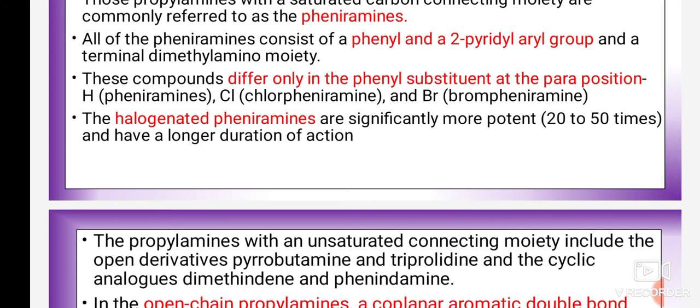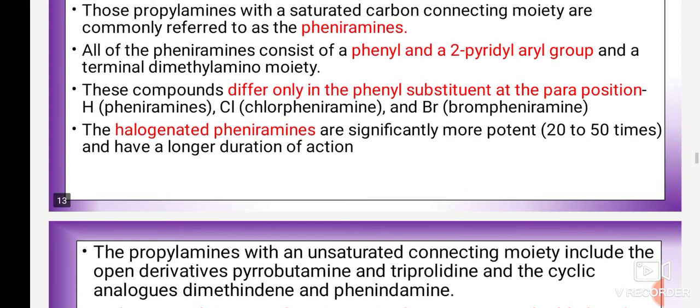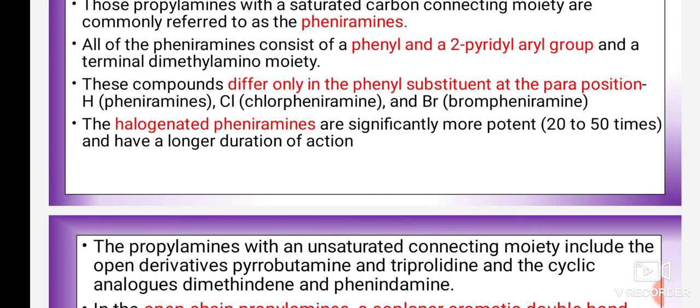On the phenyl group present in this propylamine, there is a change in the para position. If the para substitution is hydrogen, it is pheniramine. Substitution with chlorine gives chlorpheniramine. If the para position of the phenyl group is substituted with bromine, it is brompheniramine. These are the important points.